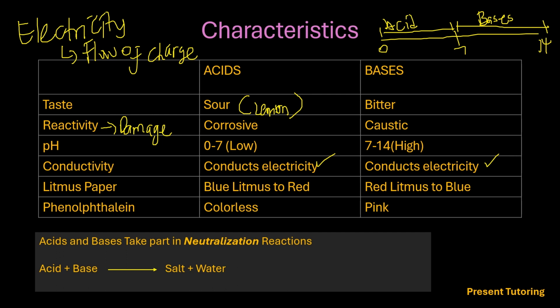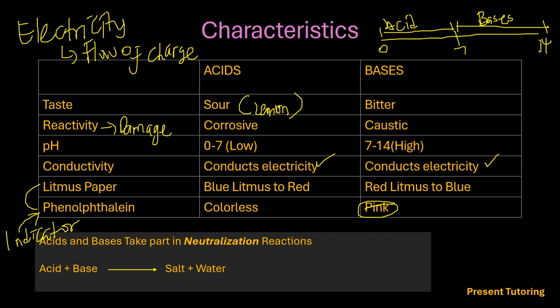And then in terms of litmus paper and phenolphthalein, these are things that are able to identify how acidic or how basic something is. For litmus paper, blue litmus paper changes to red in the presence of an acid, and red litmus paper changes to blue in the presence of a base. And then phenolphthalein is the name given to an indicator that is able to keep track of how acidic or how basic something is. Phenolphthalein is usually colorless in the presence of an acid. However, it does go pink in the presence of a base.